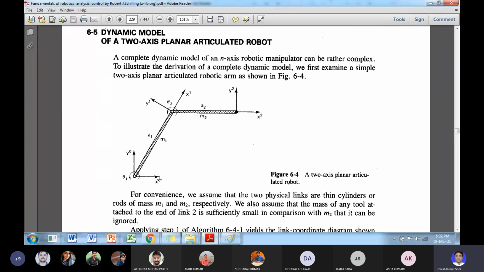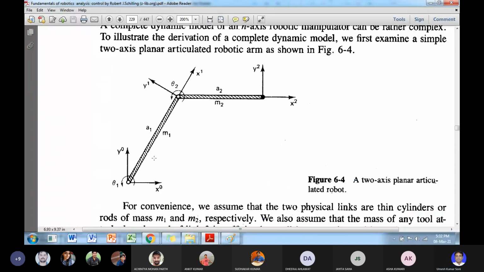Here you have a 2-axis planar articulated robot, and you see here that this is Lk minus 1, this is Lk, and Lk plus 1. Suppose this is the kth link. Then this is the first link, this is the first frame, this is the 0th frame, and this is the second frame.